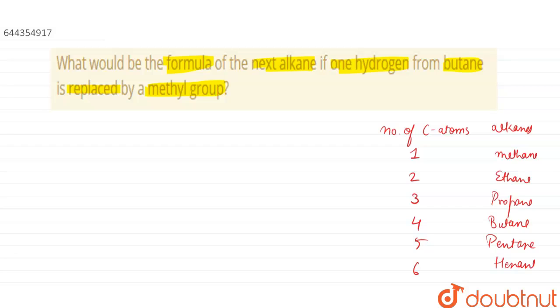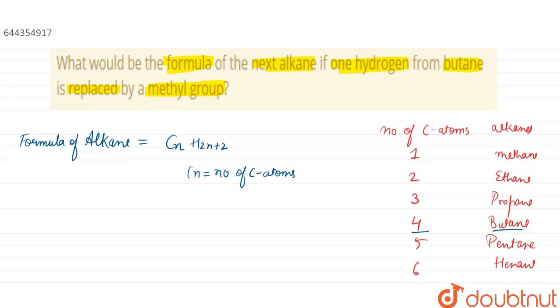Now we know that butane has 4 carbon atoms, and the formula of alkane is CnH2n+2, where n is the number of carbon atoms. Butane has 4 carbon atoms, so its molecular formula will be C4H(2 into 4 plus 2), so it will be C4H10.